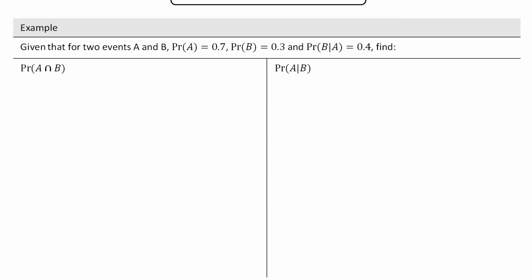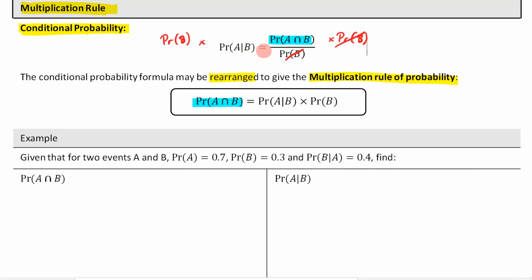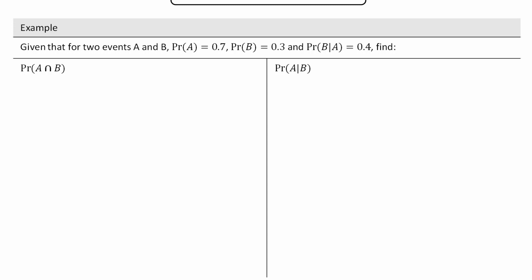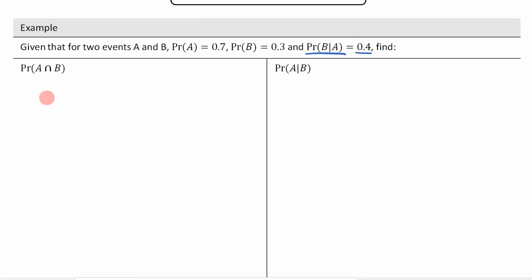So here it says, given that for two events A and B, the probability of A is 0.7, the probability of B is 0.3, and the probability of B given A is 0.4, find the probability of A intersection of B. Now, let me tell you how I like to think about it. Some people just like to commit this straight to memory, but I just prefer to memorize my conditional probability formula. When I'm given a question like this, I can immediately see that I know this is equal to 0.4. So even though it's asking to find the intersection, and I could, if I wanted to, write down my multiplication rule, what I prefer to do is just to begin by writing down my conditional probability rule for this one, because we've been given this.